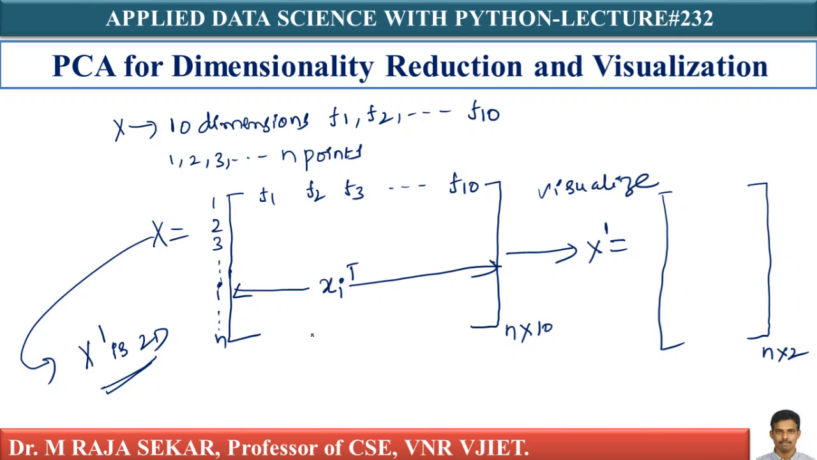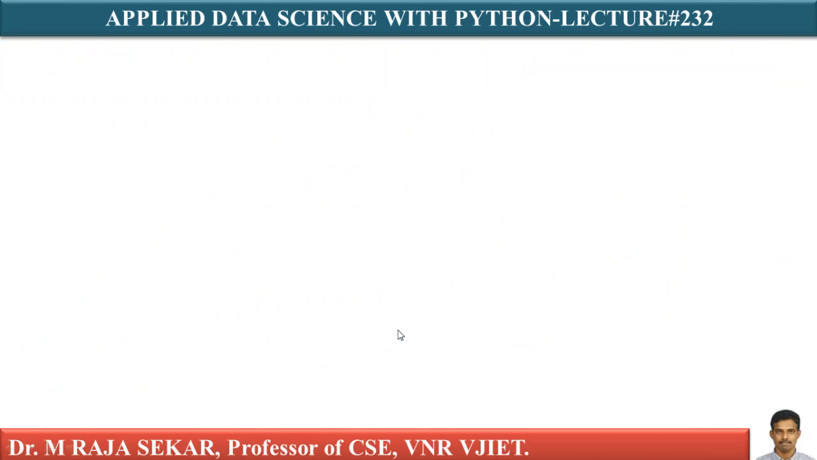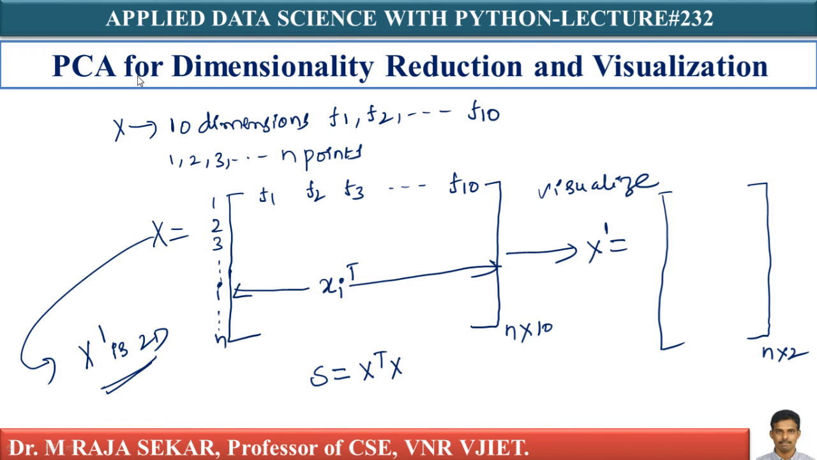How can I do it? It is simple. I must calculate the covariance matrix, that is X transpose X. Compute eigenvalues. How many eigenvalues will I get? I will get 10 eigenvalues. Why? Because your S is 10.